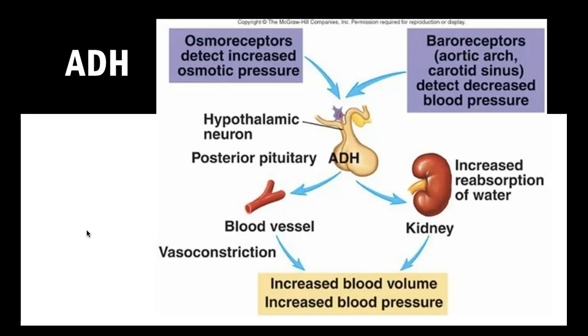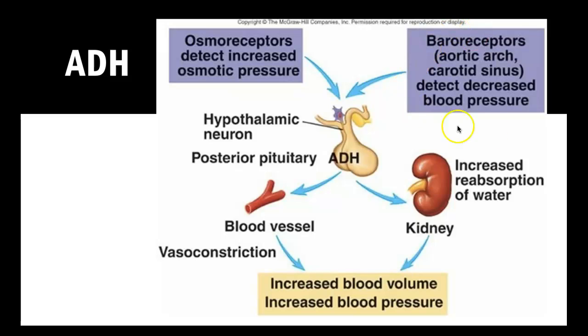We have some osmoreceptors within our hypothalamus. So let's say we detect an increase in our osmotic pressure, like we said, if we are dehydrated. Then we're going to see the hypothalamic neuron here send a signal over to the posterior pituitary gland, and we are going to increase our secretion of ADH, and that will tell our blood vessels to vasoconstrict and tell our kidneys to increase water reabsorption, and that will lead to an increase in blood volume and an increase in blood pressure.